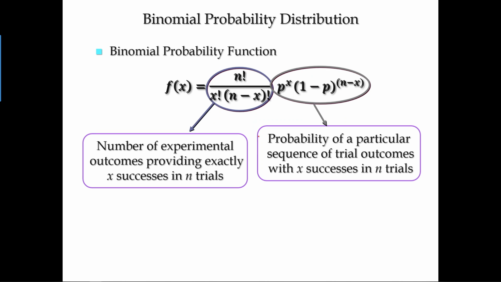To give you more understanding of what we're really calculating here, the first part on the right-hand side is the number of experimental outcomes providing exactly X successes in N trials. Then P is the probability of success, powered by the number of successes. And 1 minus P is the probability of failure, powered by the number of failures. So basically, we try to see the probability of one situation happening.